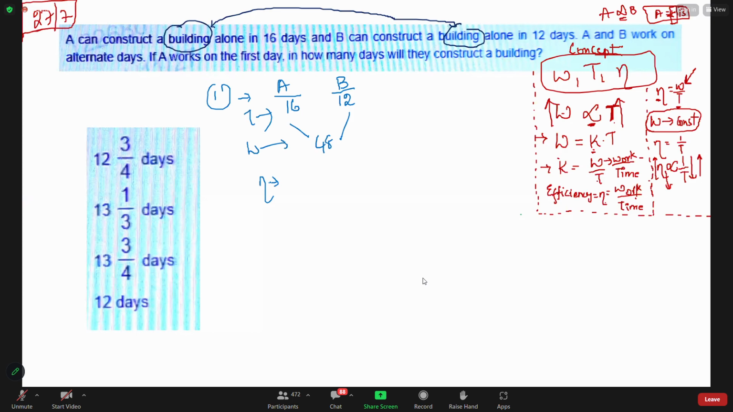Harika, did you understand the concept? Is the concept clear? Because I'm directly writing the entities here. I'm directly mentioning the variables that we always talk about: time, work, efficiency. Is this clear? Okay, fine.